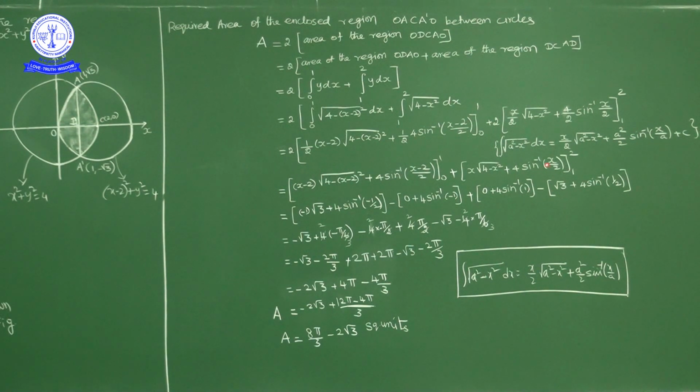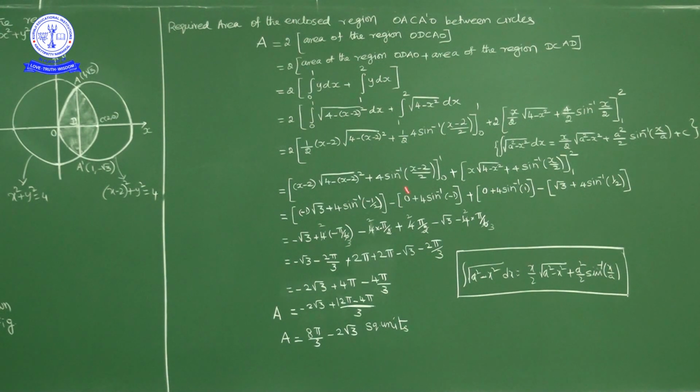Now the second part. If you substitute x = 2, 4 − 4 is 0, so this part is 0, plus 4·sin⁻¹(2/2), which is sin⁻¹(1), minus, in place of x if you substitute 1, 1·√(4 − 1), square root of 3, plus 4·sin⁻¹(1/2). Okay, so after simplification: minus root 3, and 4·sin⁻¹(−1/2) is minus π/6, so the 2 gets cancelled, giving minus root 3 minus 2π/3.